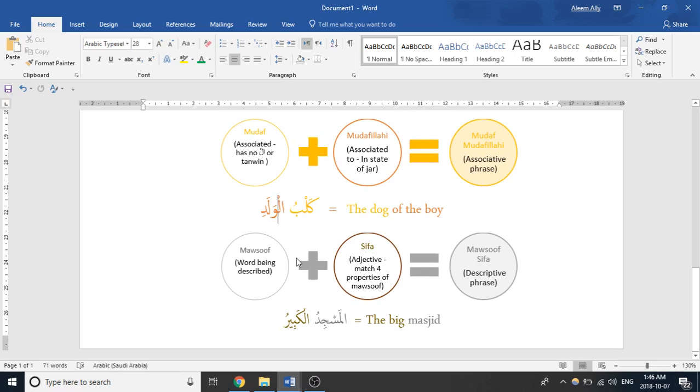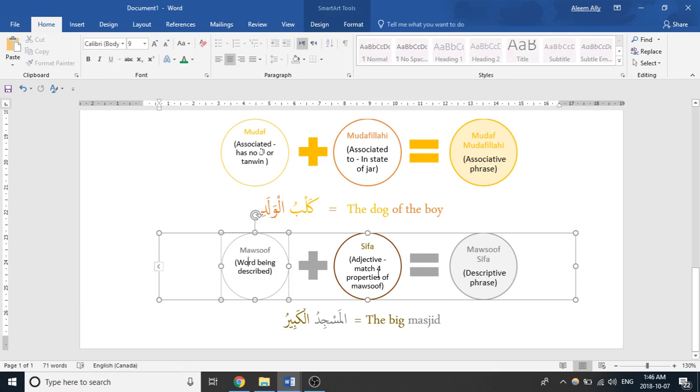The final one is mawsuf sifa, which is a descriptive phrase. And essentially, the first word that comes is mawsuf, which is the word that is being described. And then it's followed by an adjective. And these two have to match in the four properties: the sifa has to match the four properties of a mawsuf. And we learned the four properties are definiteness, number, gender, and status. If those four things match, then you're dealing with mawsuf sifa, descriptive phrase, right?